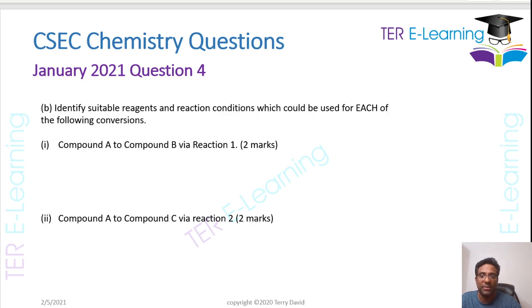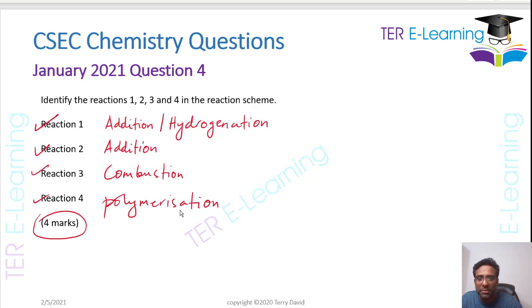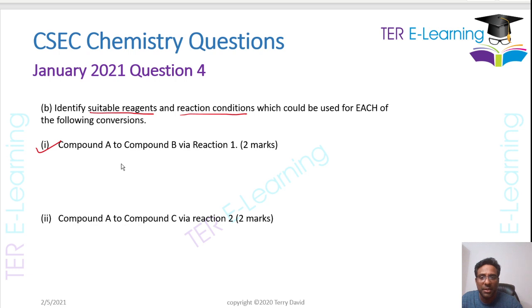Now let's move on and see what else we have to do here. In part B now, they said identify suitable reagents and reaction conditions. That is the important part about organic chemistry. It requires you to know all your reagents and your conditions. So you want to convert, let's say in part 1, compound A to compound B via reaction 1. Let me just see, compound A to B.